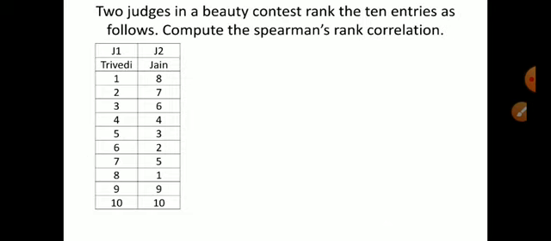Okay, see here, the third type of problem in the rank correlation is: two judges in a beauty contest rank the 10 entries as follows. Compute the Spearman's correlation. Here, they have already given the ranks. What we have to do is just take the difference and d square. Okay, we'll just have a look at the same.